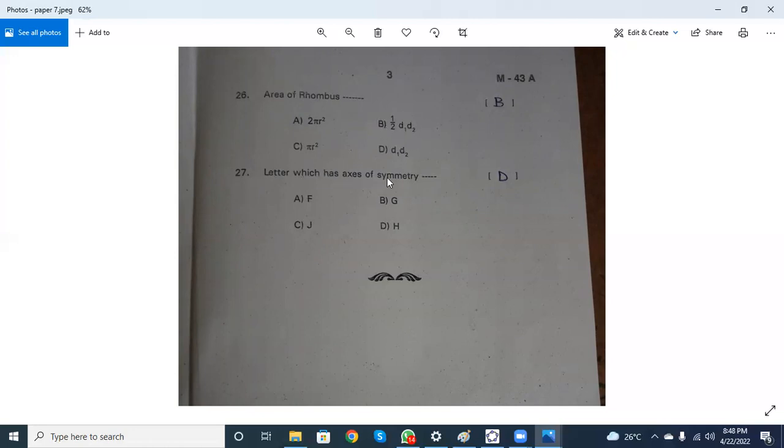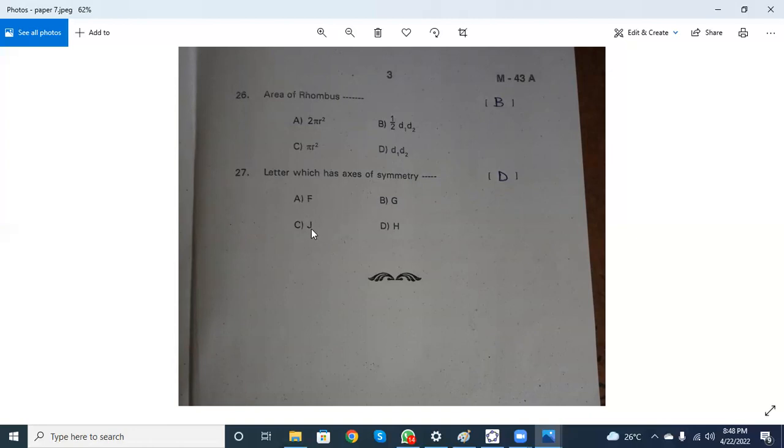Which letter has an axis of symmetry? F and B don't have an axis of symmetry. Axis of symmetry means if we draw a vertical or horizontal line, it should make two equal halves. So F and B can't do that, even with a horizontal or vertical line.